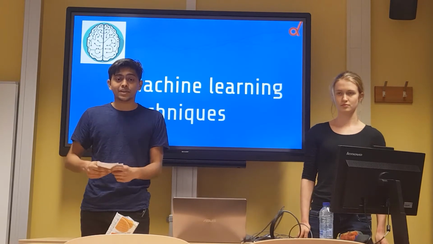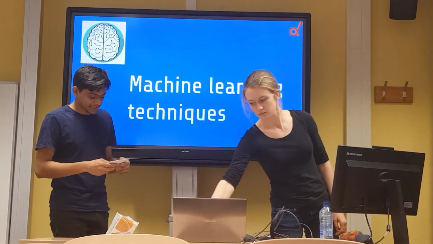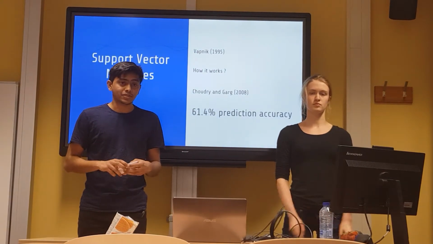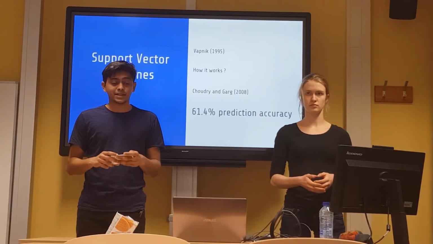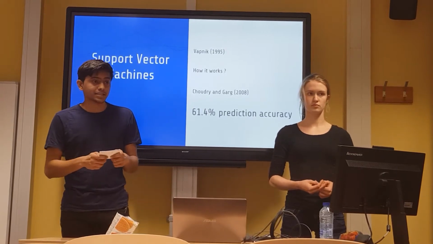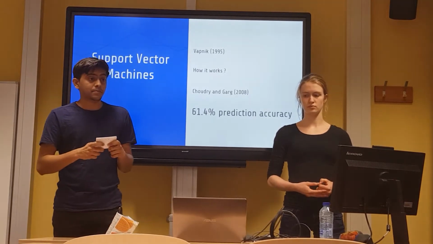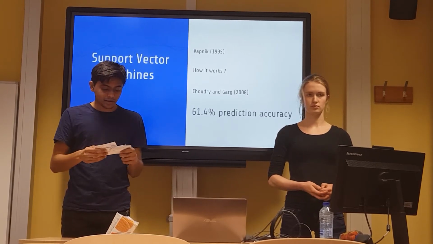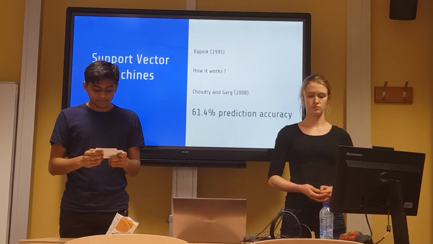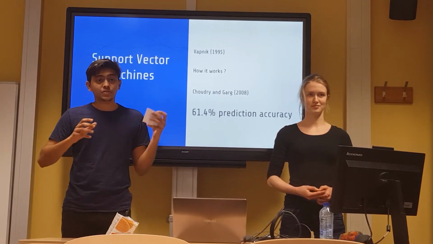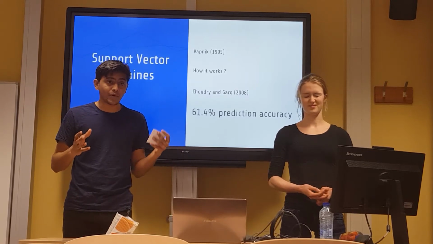First of all, we would like to explain some machine learning techniques. The first is support vectors. The idea of support vector machines was first introduced by Watkins in 1995. How it works is that all the data points are presented as dot products in a vector space.